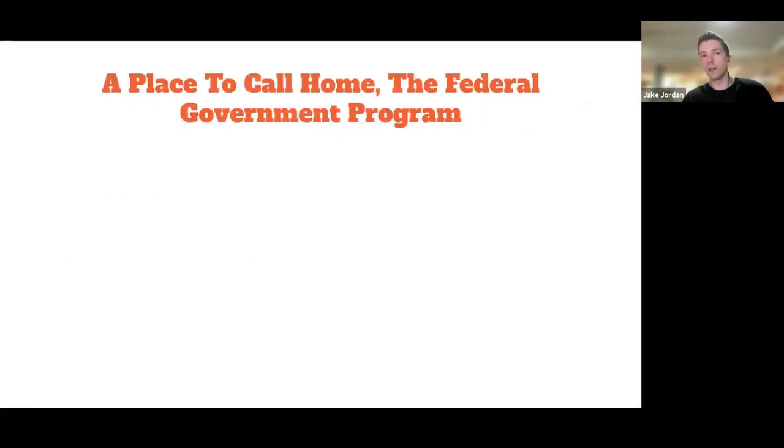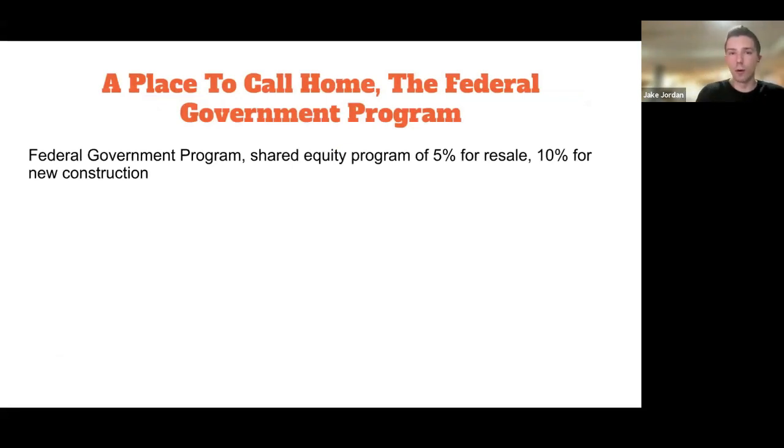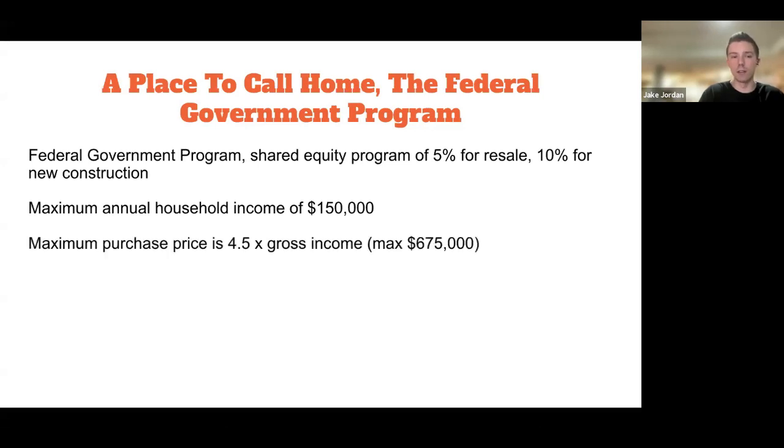So going into each option there, the federal program, the Place to Call Home, is great. You can get up to 5% of resale or 10% down payment assistance for new construction. They have to have a maximum household income of $150,000. The maximum purchase price, note maximum, is 4.5 times their gross income. So if they have the maximum household income, it would be $675,000. A little tighter in today's market for some of these homes, but doable.